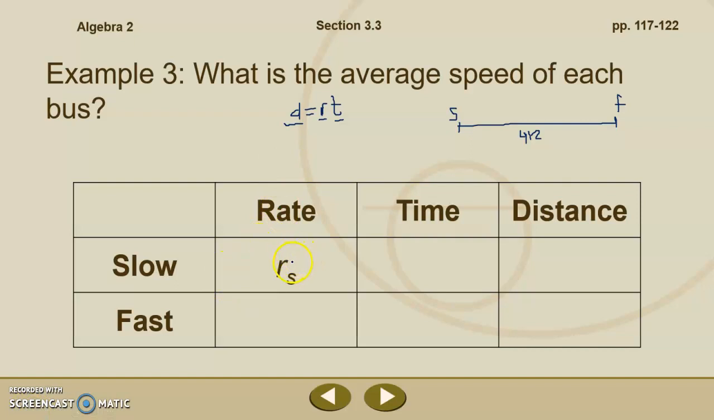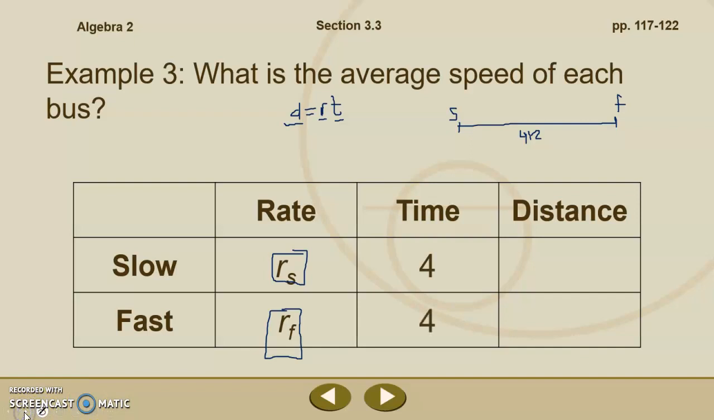For our variable, I use an S. You'll see in the chart in your book they use RS. It just means the rate of the slower bus, but that's one variable. And then we have RF for the rate of the faster bus. I just used F in my picture. You could use F or what they use. Our time is 4 hours.